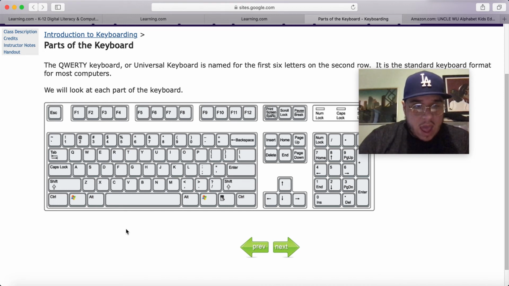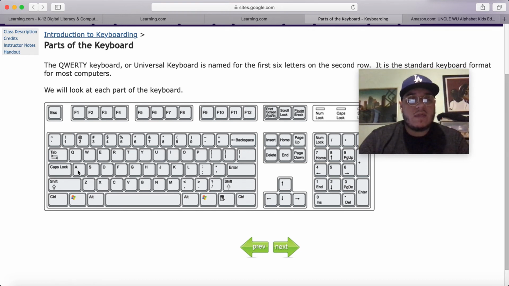Where is the letter A on here? Let's find the letter A on here. I don't see it up here. What about over here? Oh, there we go. A. The letter A right there.